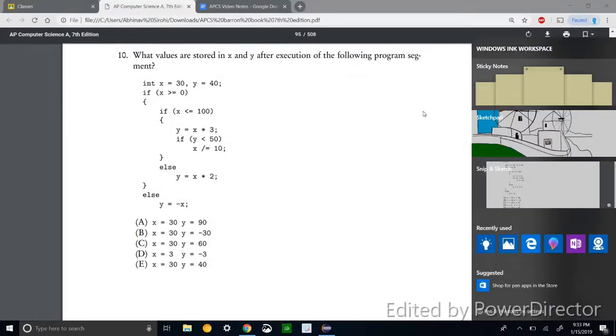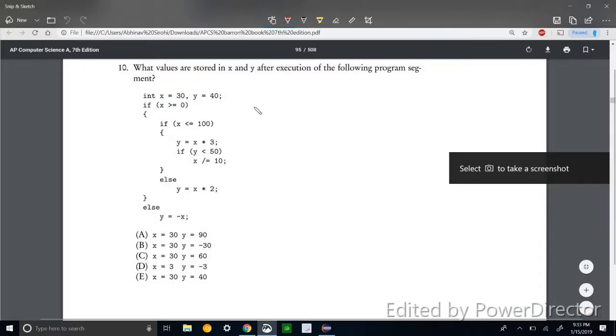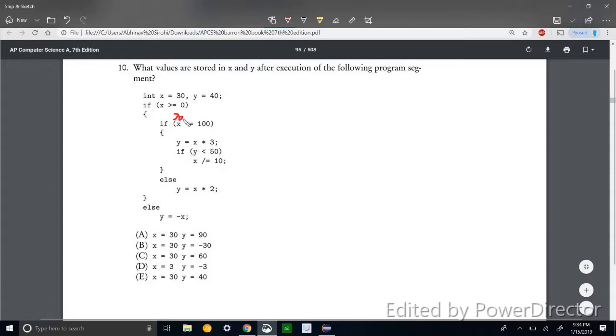Number 10. What values are stored in X and Y after execution of the following program segment? So first you have X equals 30 and Y equals 40. Then you have if X is greater than or equal to 0, and we know that 30 is greater than 0, so it enters that if statement. And from there, it goes into the second if statement, which says X is less than or equal to 100, which it is because X is 30. And then it goes into this if statement.